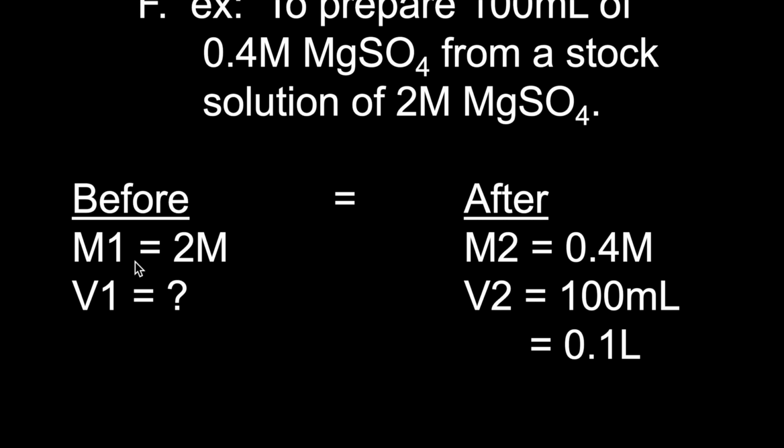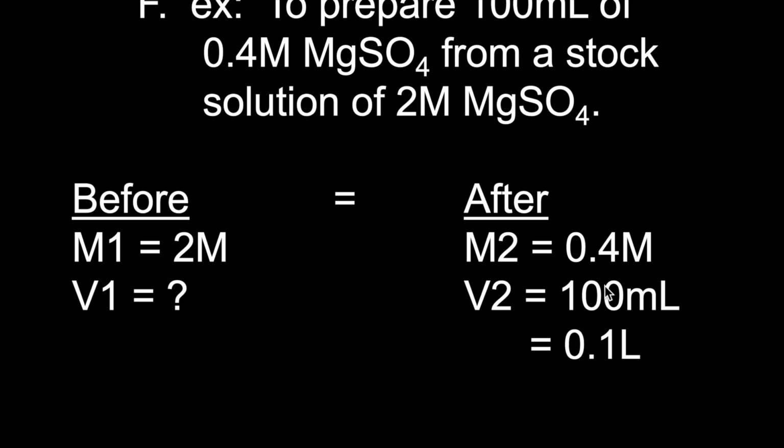Before you made any dilution, this was a 2 molar solution here. Whenever you see a stock solution, sometimes called stock, sometimes they refer to it as a reagent, that's your starting material. It's 2 molar. But at the end, I want to have a 0.4 molar, and I want 100 milliliters. So when it's done, this is how concentrated I want, and this is the volume that I want.